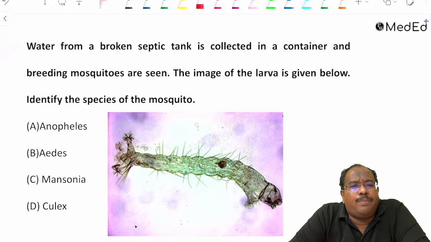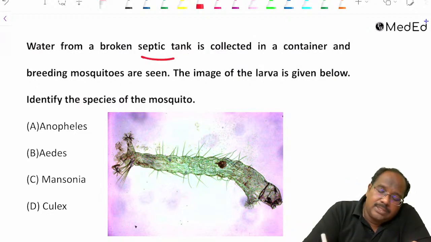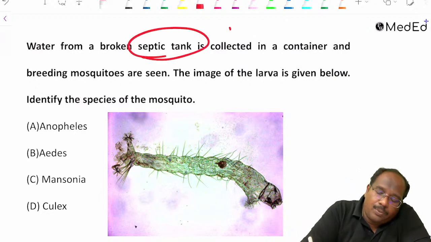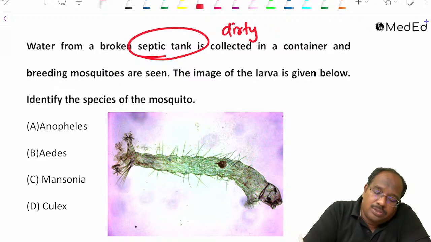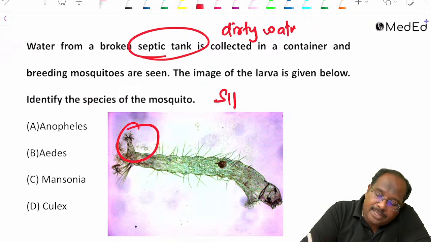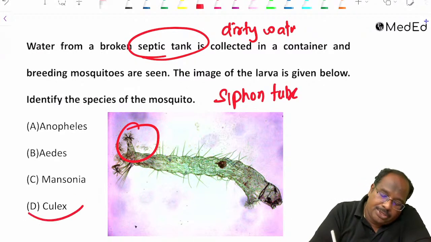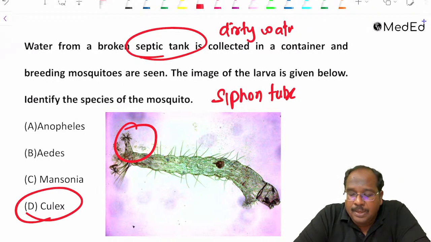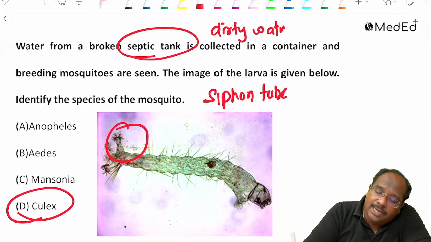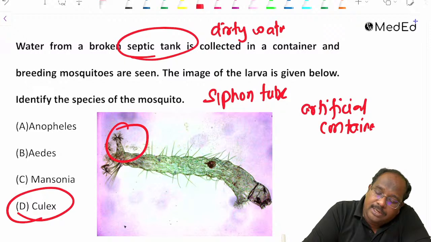So water from a broken septic tank is collected in a container. Breeding mosquitoes are seen. What is this, larva? Okay, this is a broken septic tank. This is dirty water. You need not know the dirty water image also. So we have this siphon tube. So what is the clue? The question is artificial container. What will be your answer?